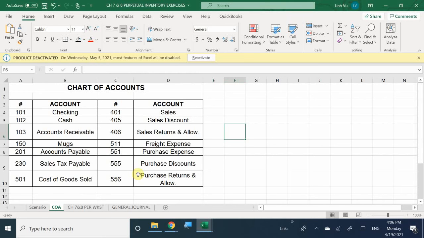But we can't recognize the discount because did they pay us? No, they owe us money. Until the day that they pay us, that's when we can determine whether they get their discount or not. Okay, so in this case, no sales discount. So we're going to recognize accounts receivable. What else are we going to recognize?